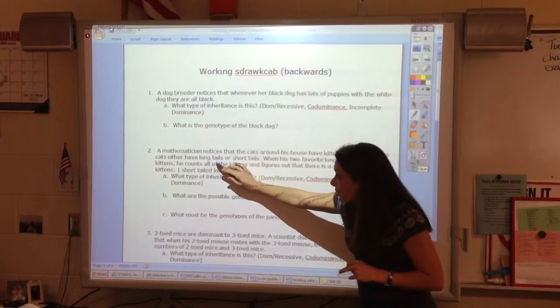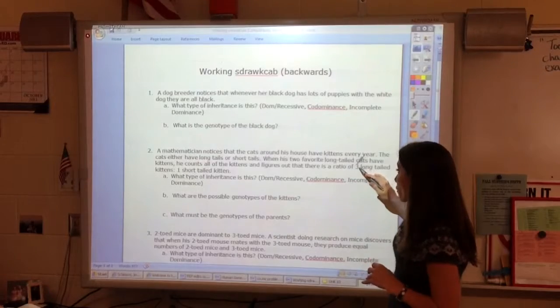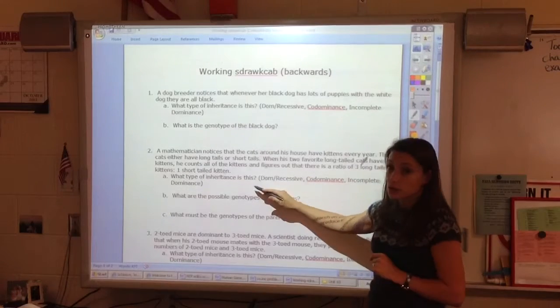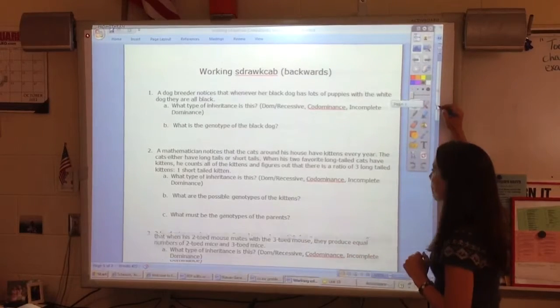Cats have either long tails or short tails, and then we have a ratio, 3 long-tailed to 1 short-tailed. So see if you can work this challenge problem.